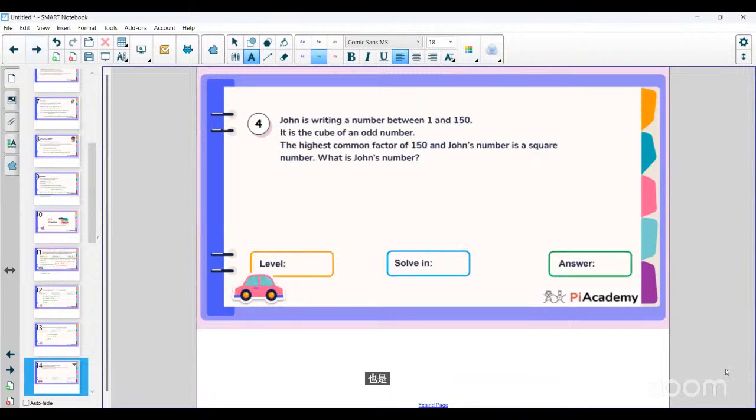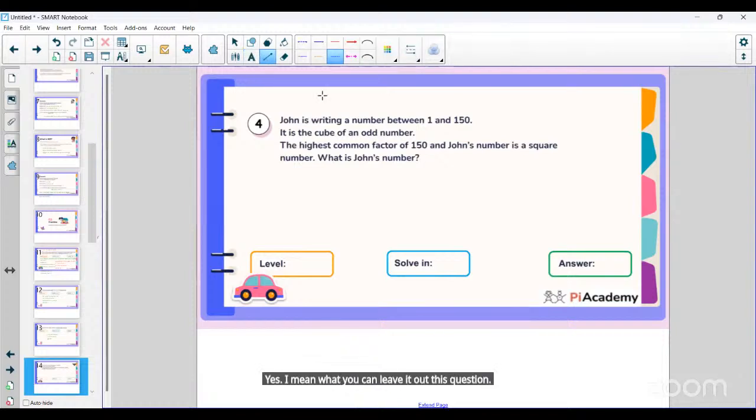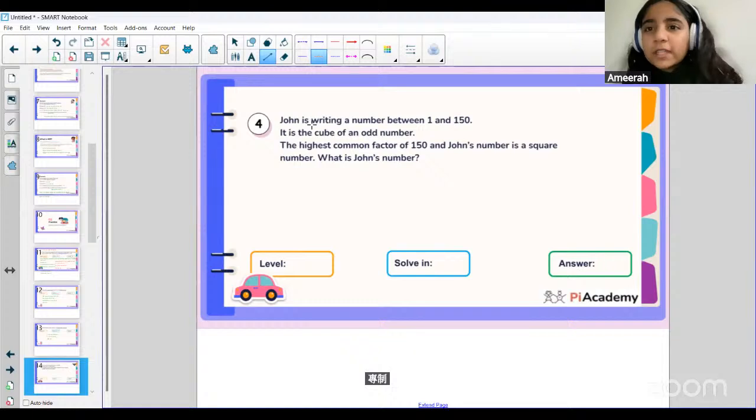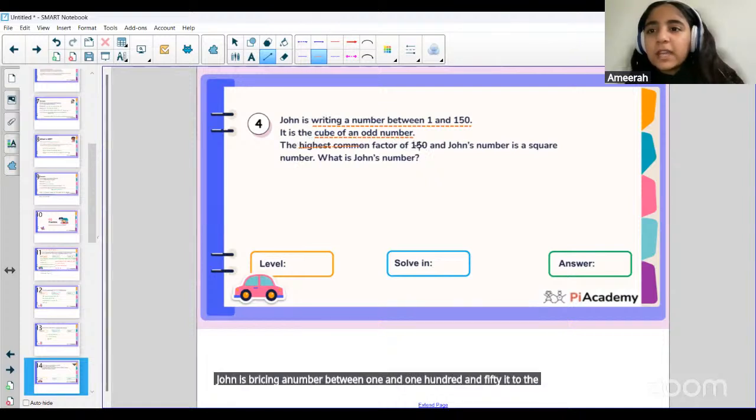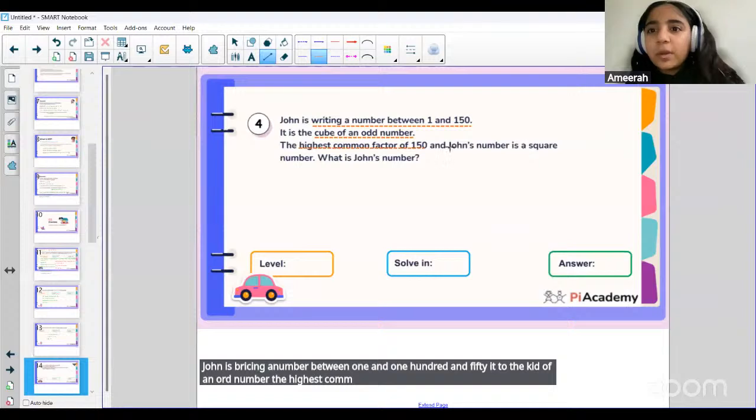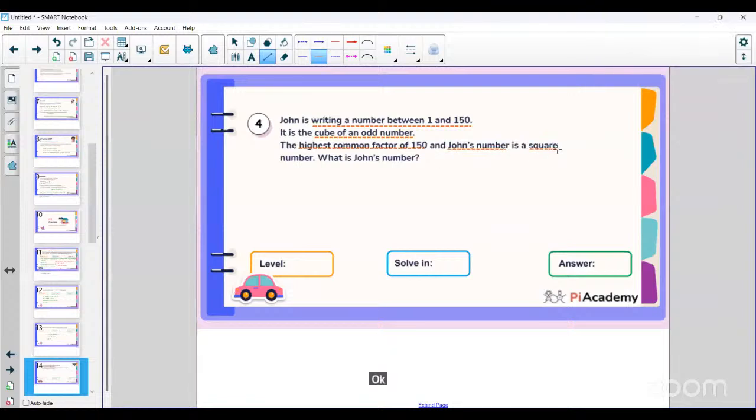Yes, Amira, would you kindly read out this question? John is writing a number between 1 and 150. It is the cube of an odd number. The highest common factor of 150 and John's number is a square number. What is John's number? Okay, well, this appears to be some quiz type problem, isn't it?